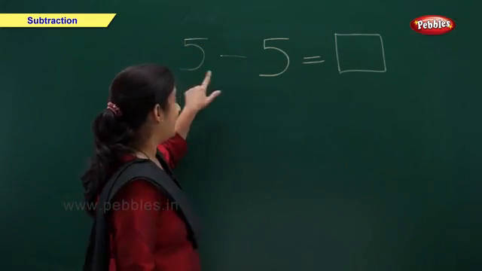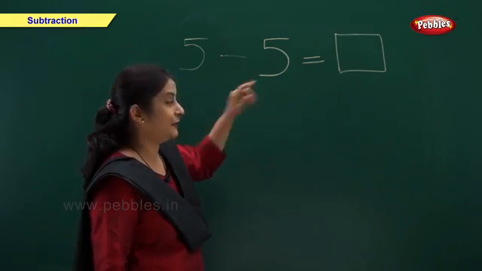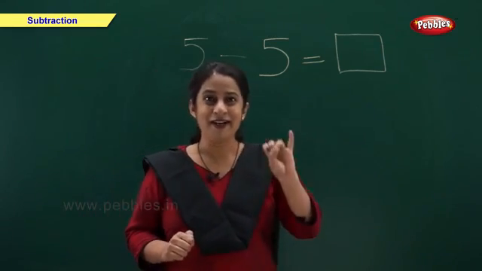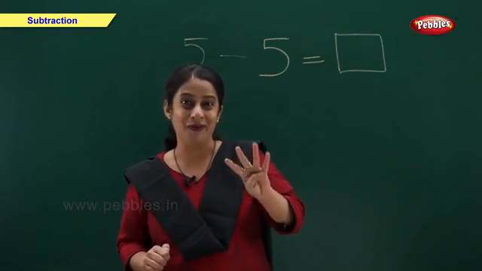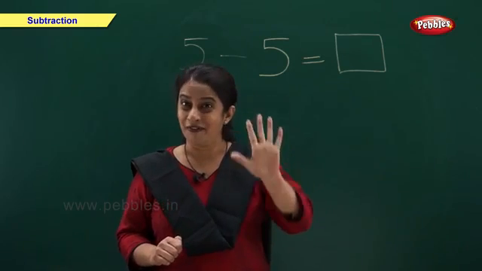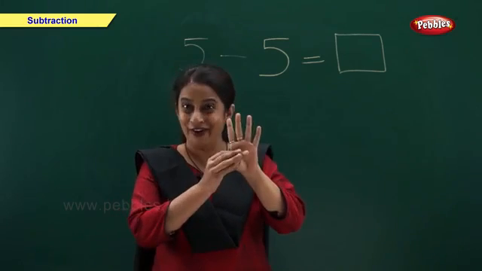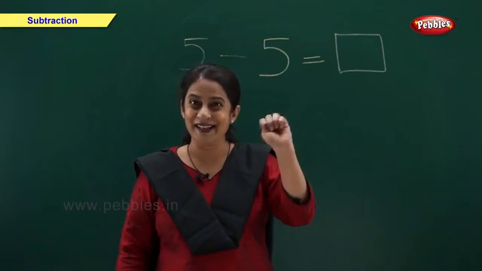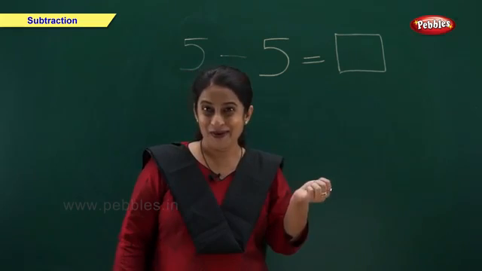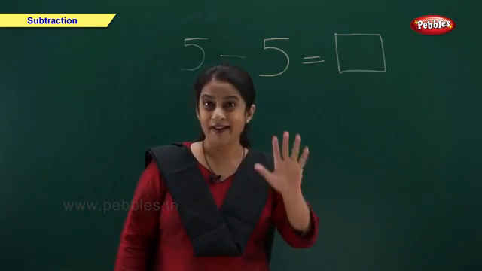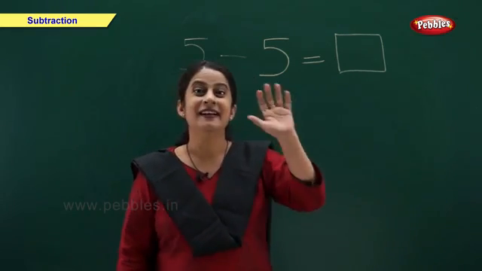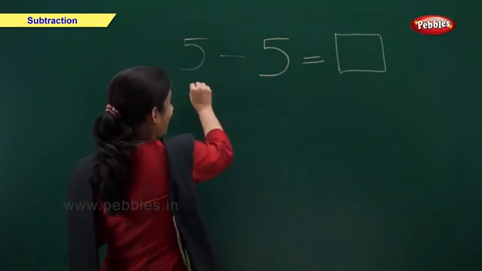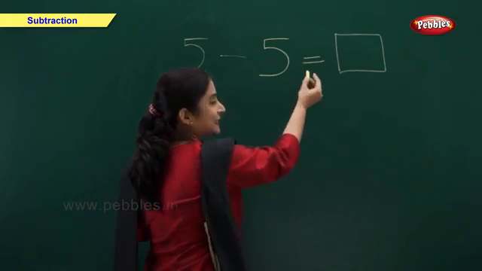Now we have 5 minus 5 is equal to, let's count and write. 1, 2, 3, 4, 5. 5 minus 5. 1, 2, 3, 4, 5. How many left? 0. So friends, 5 minus 5 is equal to 0.